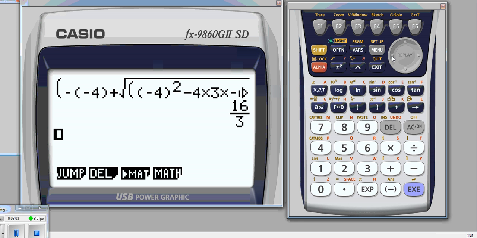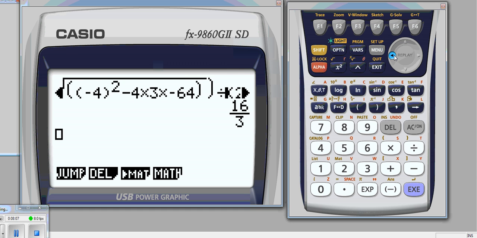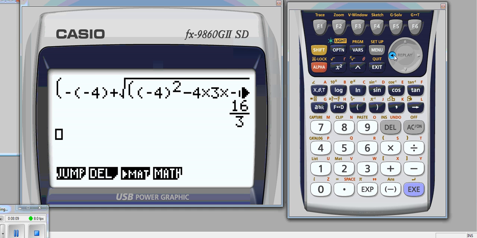To get the other answer, we can use our arrow key, go up to this one, and I'm just going to move all the way back. We're not going to type everything in again. We're just going to move back, change this plus, delete it, call it a minus. Again, it has to be minus, not negative.